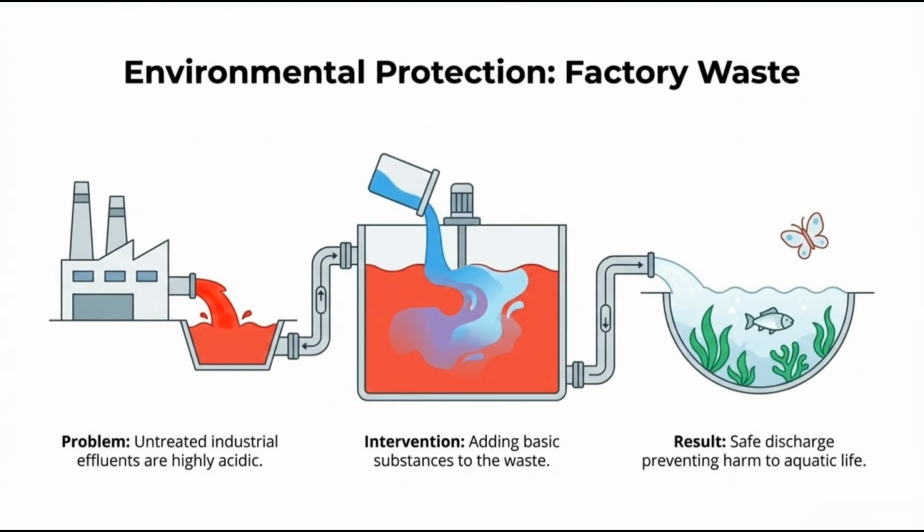Chemistry also protects our environment. Many factories produce acidic waste that can be deadly to fish and aquatic life if poured directly into rivers. By neutralizing this waste with basic substances first, we prevent environmental harm and keep our water bodies healthy and safe.